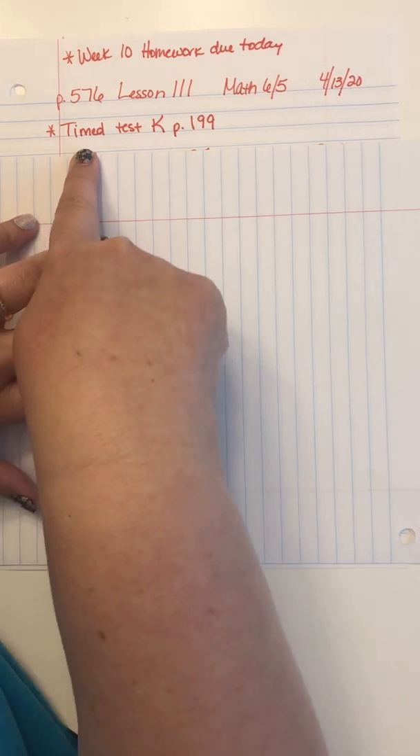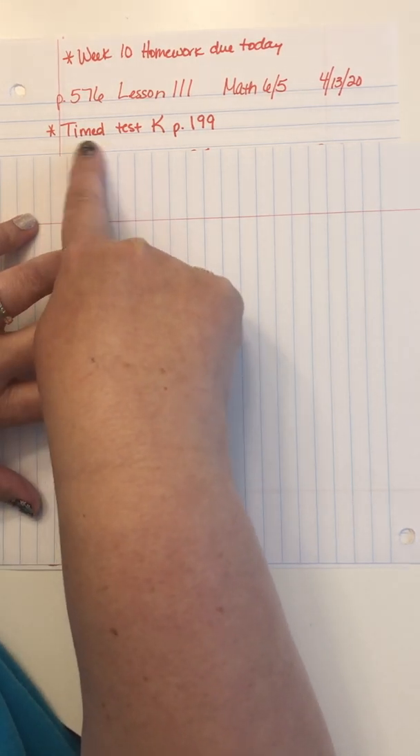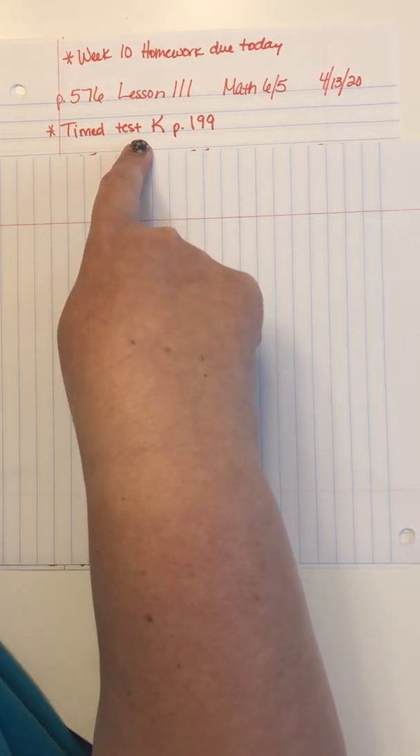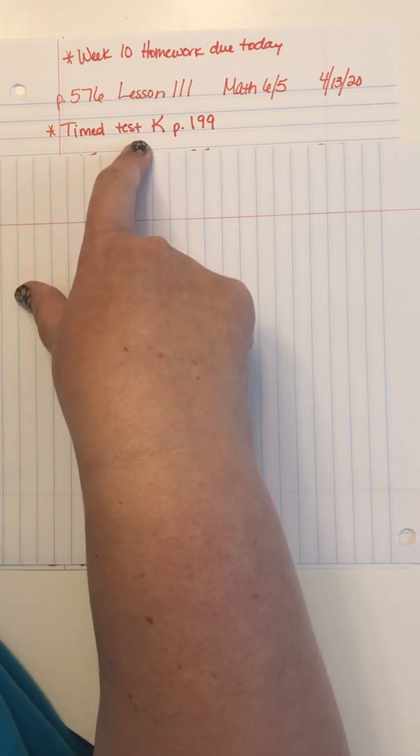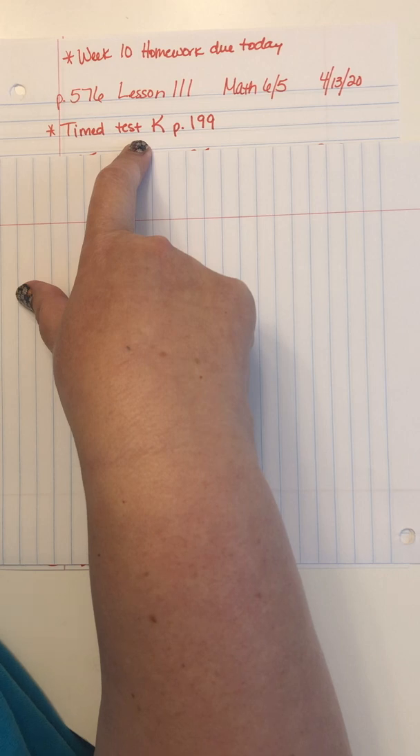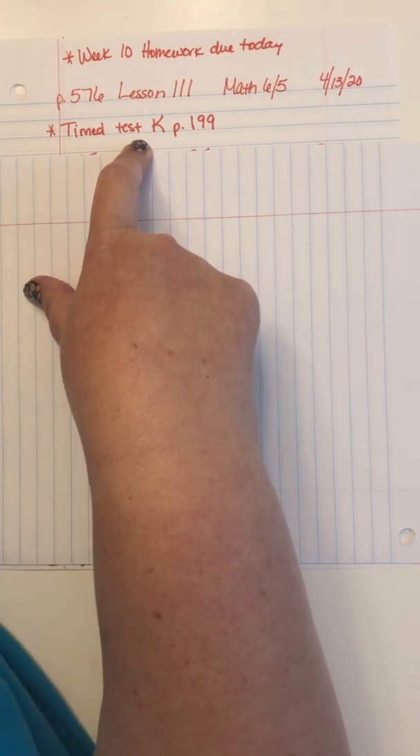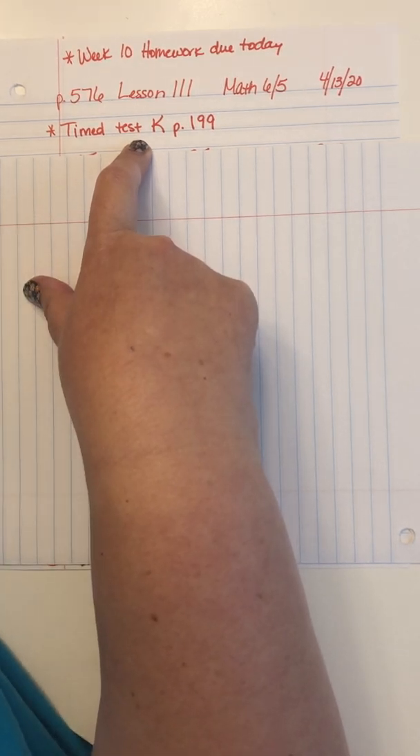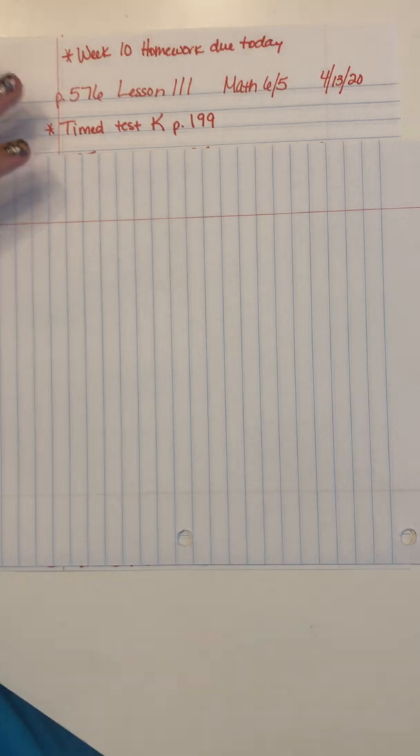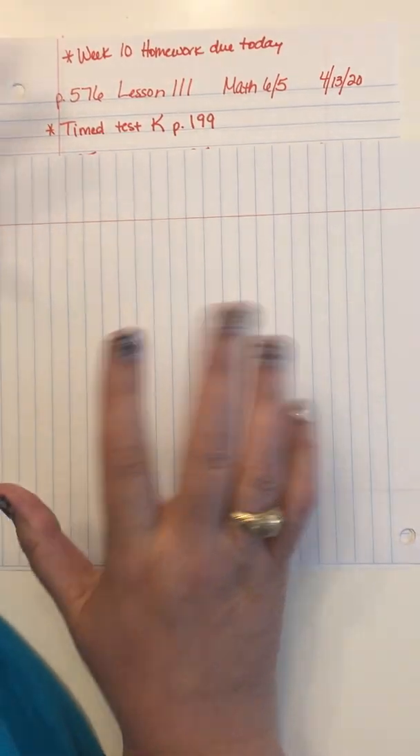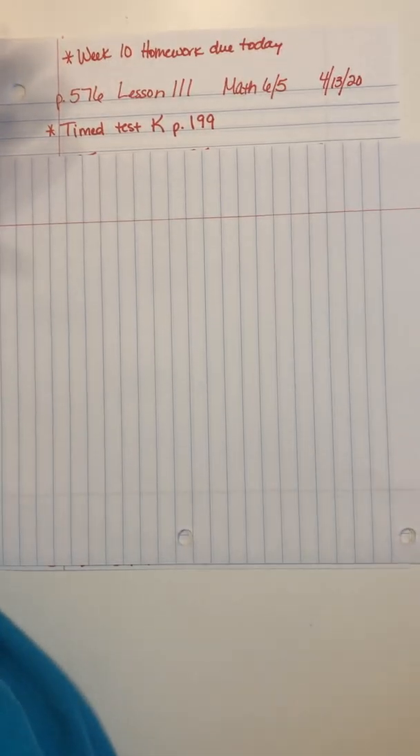Since this is a class day, you have a time test, which is time test K, on page 199. Time test K is actually going to let you practice writing percents as fractions. So that'll be a new type of test y'all haven't taken. I don't think we've taken one this year yet, so I think this will be the first one. Anyway, go ahead and do that. And then we'll get started on the lesson.